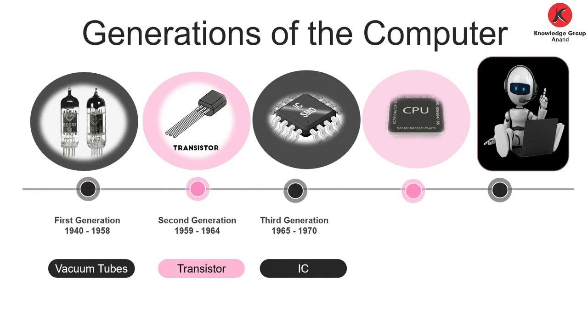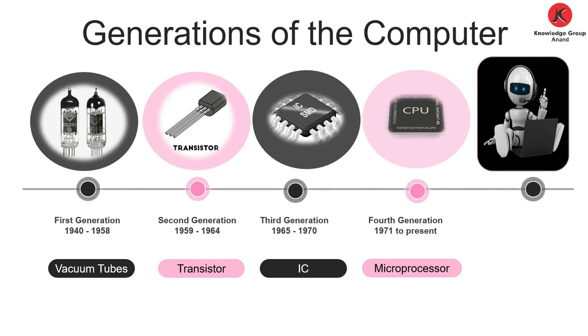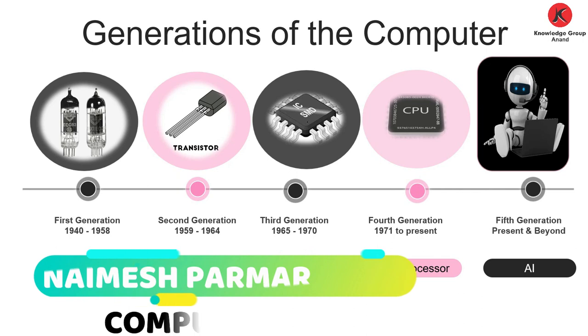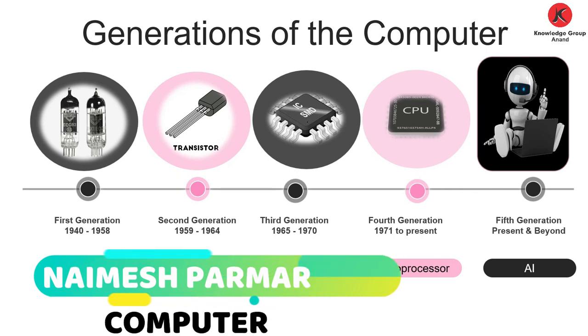Then the fourth generation, we can say the current generation, is from 1971 to present, and in that the microprocessor is used. And the fifth generation, which is future technology, is called artificial intelligence. So students, we are going to learn all of this one by one.